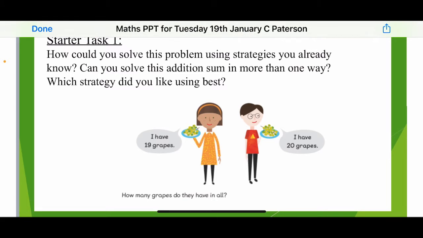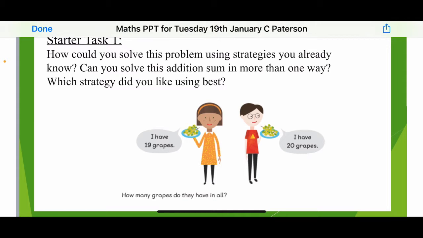So here we have two children who both have a plate full of grapes. One child has 19 grapes and the other has 20 grapes. How many grapes do they have all together? So you need to be able to add 19 and 20 together. Which strategy could you use to add these numbers together? Can you think of two different ways that you could answer this question?